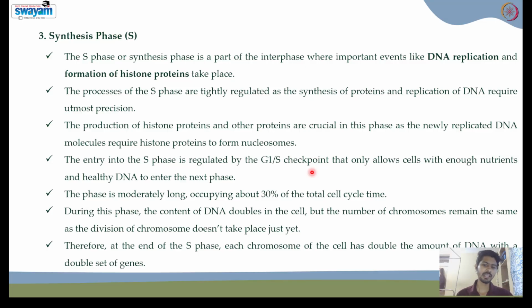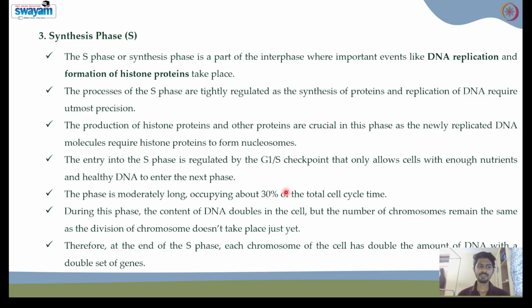As we have seen earlier, there is a G1/S checkpoint where, entering from the G1 to S phase, the cells will check whether enough nutrients are there in order to replicate the DNA. Once it has passed, it will enter into the S phase. This duration is moderately long, and it occupies 30% of the cell cycle time. And what happens during this phase?